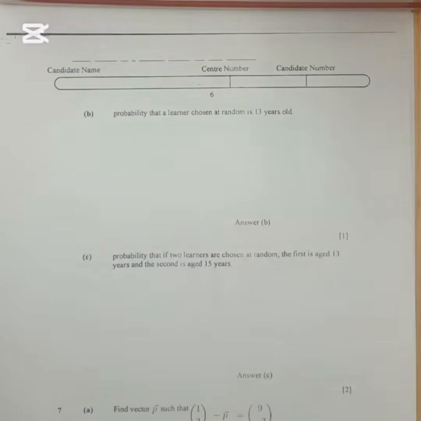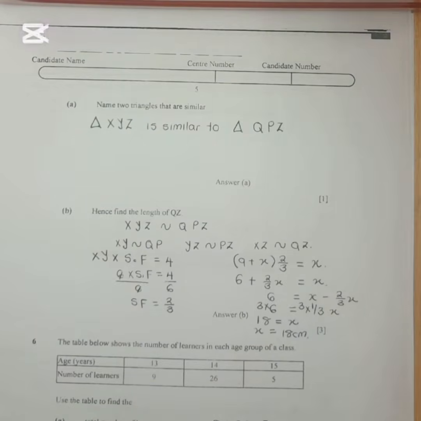Part B is saying probability that a learner chosen at random is 13 years old. So we need to use our table. The number of learners that are aged 13, they are 9. So it means that the probability of selecting the one that is 13 years old is going to be 9 over total, which is 9 over 40.